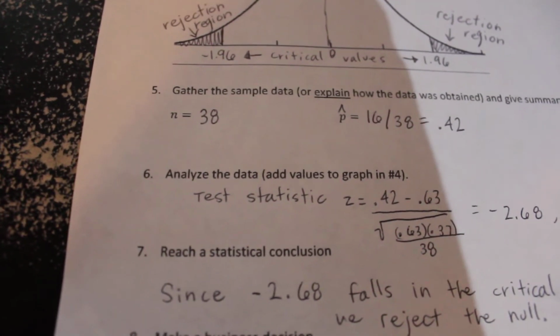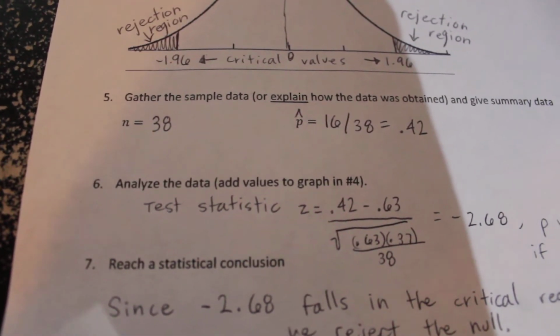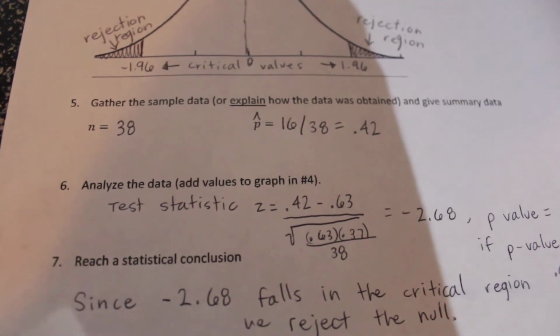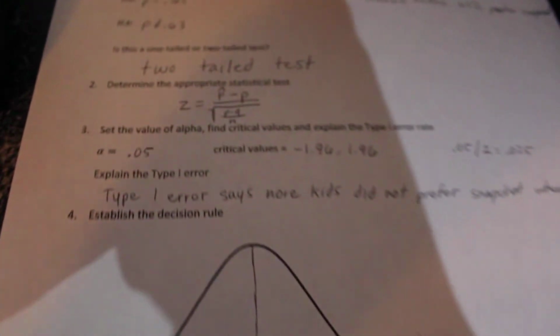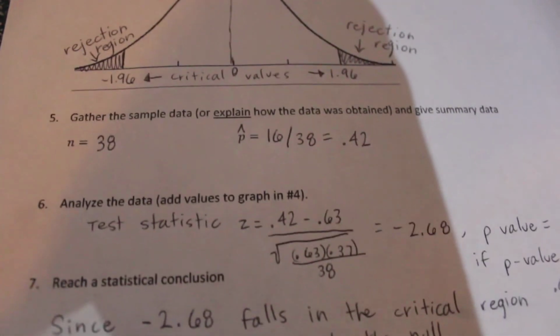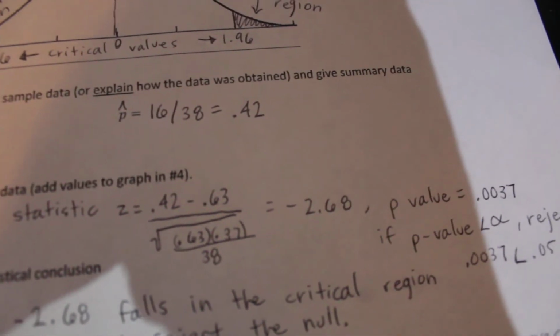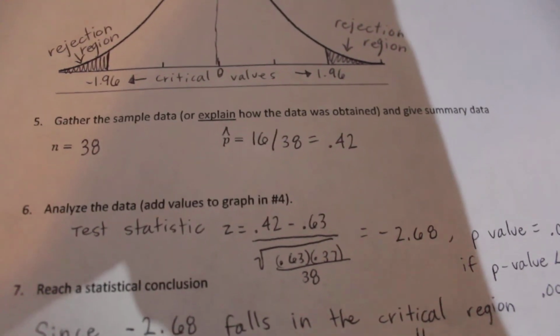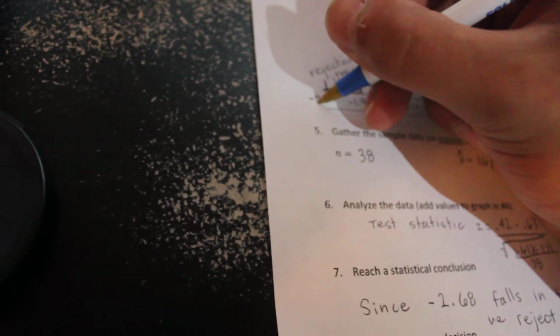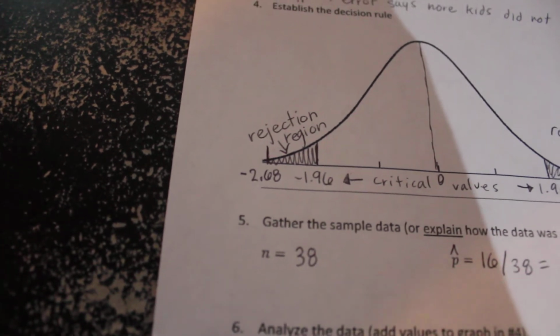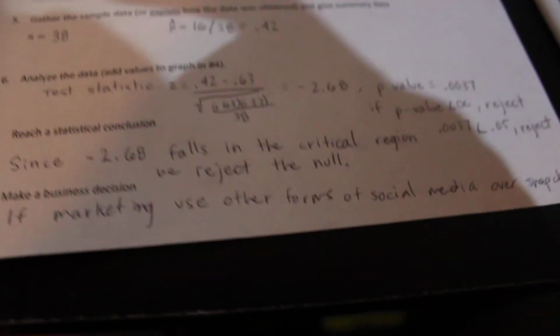Moving along here, we've got our test statistic for when we analyze the data. Basically we use the formula that we had up here to solve for z. Now we have our data, so we can plug and chug here. When you plug all this into your calculator, you'll get negative 2.68. So negative 2.68 actually does fall somewhere out here. You can see the negative 2.68 there, so we will be rejecting this.